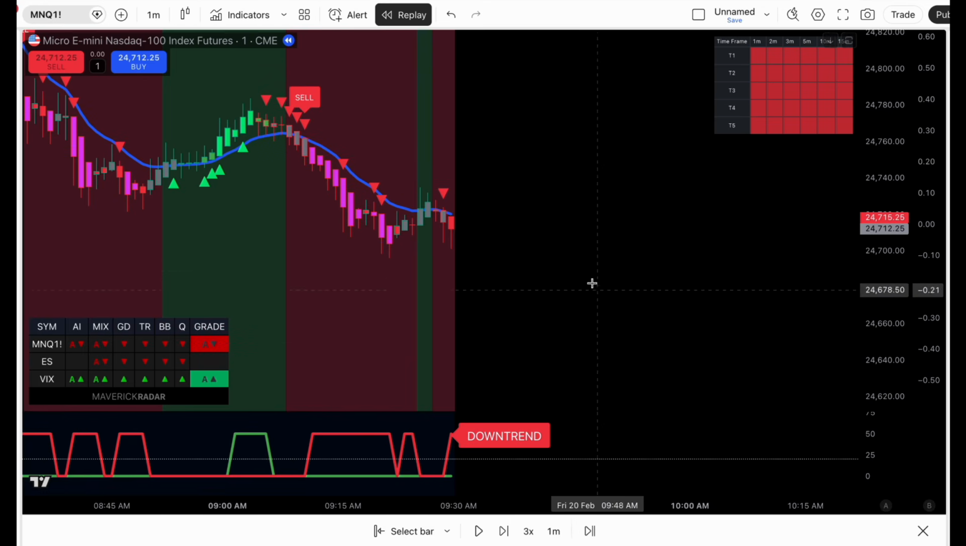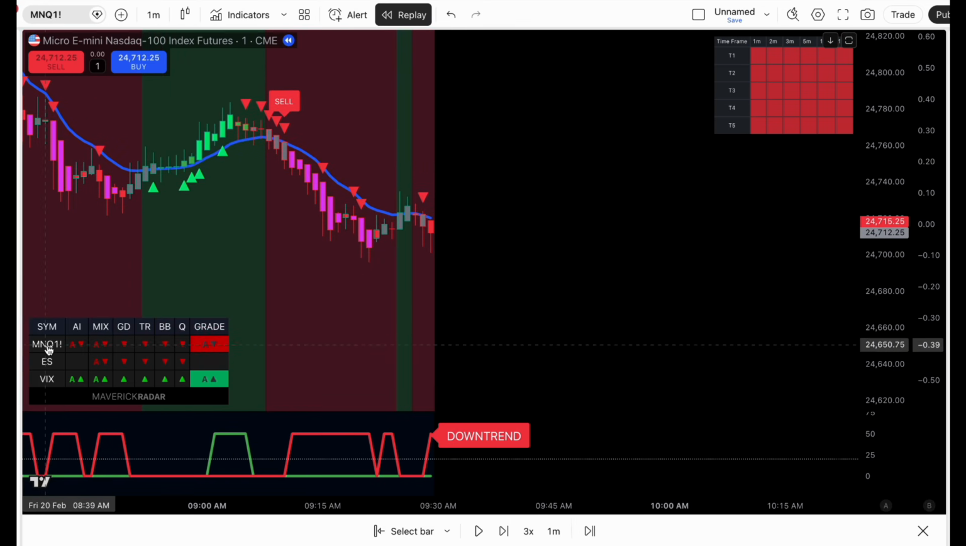And I have my Maverick radar set for the NQ, the ES, and the VIX. Now, if you're unfamiliar with this indicator, we're looking for A+ setups here, okay? And we love when these all align and they all say A, okay? A-okay. And you'll get this big giant sign up here that says all aligned, and it's this big alert.